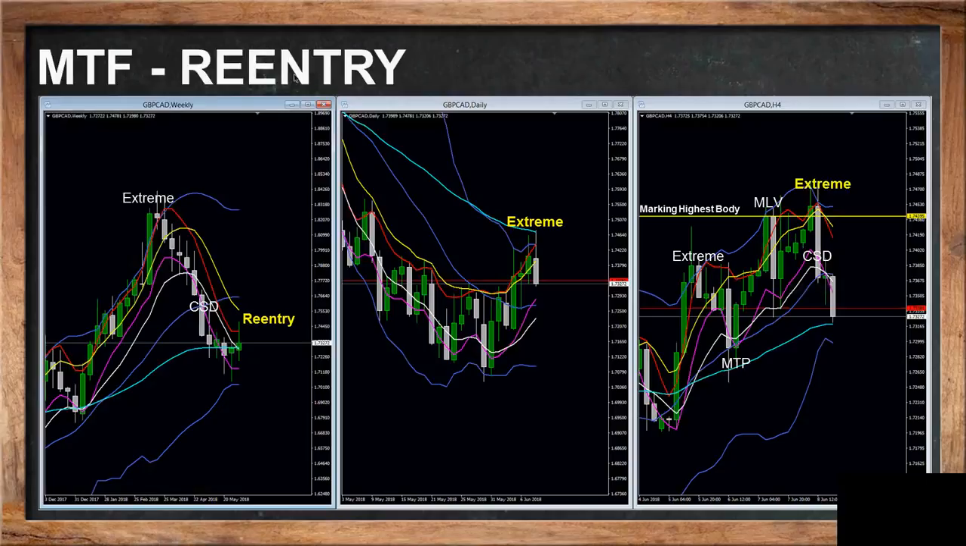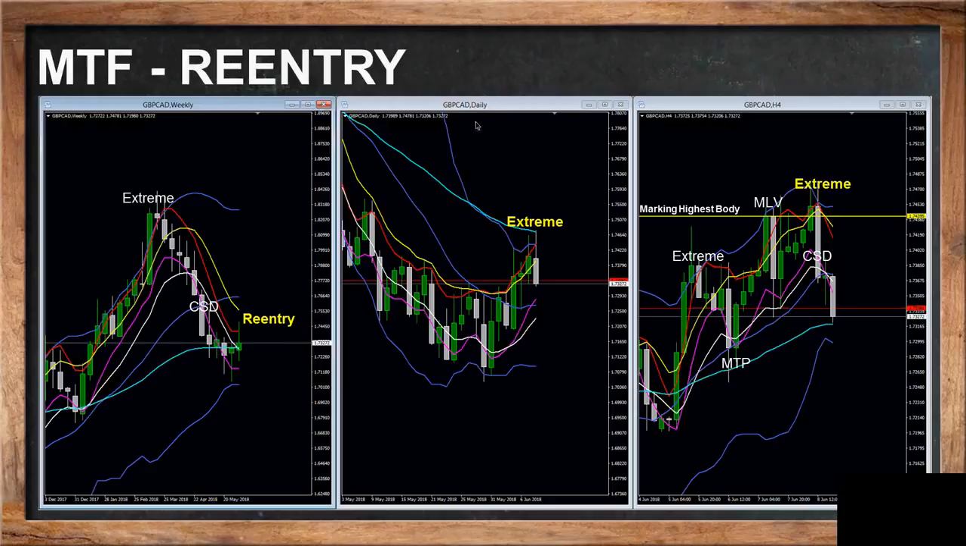Okay, let me just delete this. So we know that there's a potential re-entry in H4. All right. So that is the zone for that re-entry in H4. So signals and setup that we have: extreme, we have MLV. So basically we need to mark this. So we have extreme. All right.